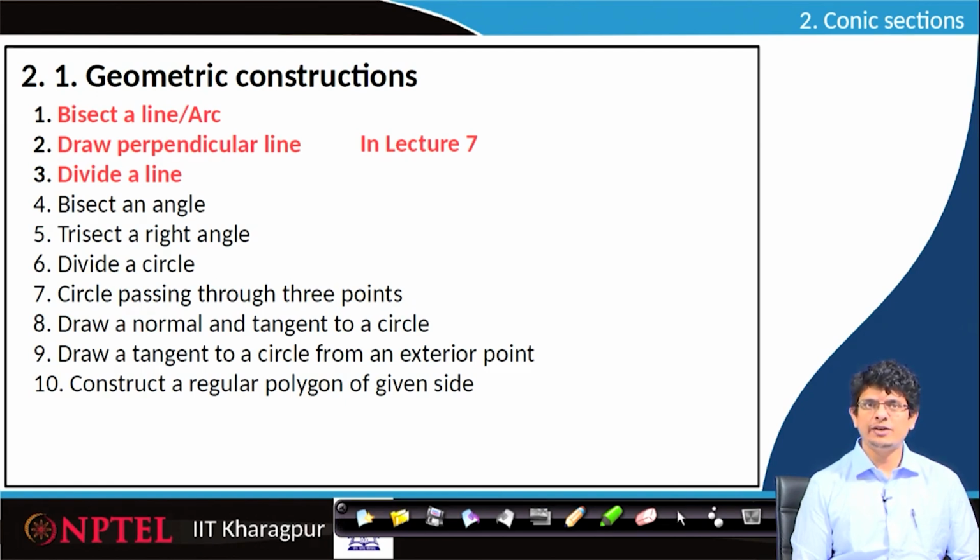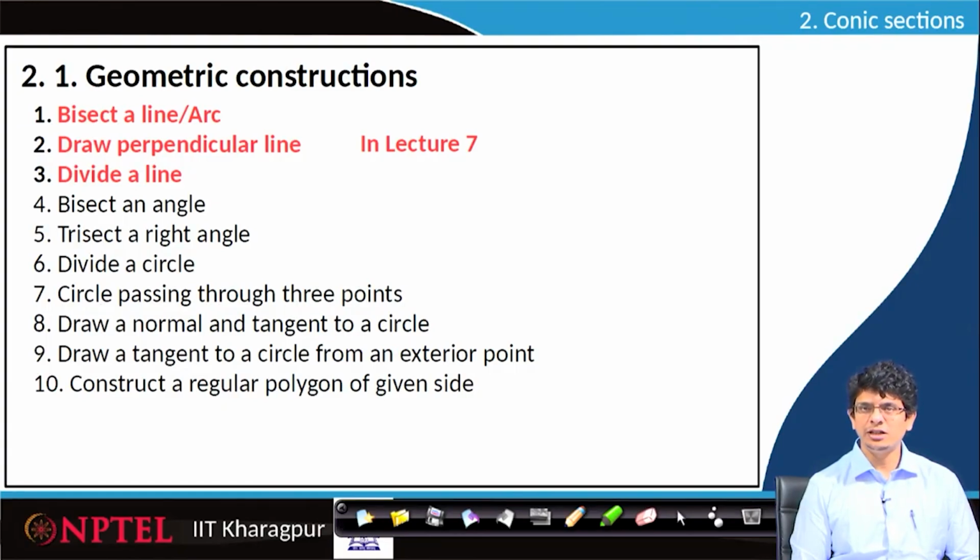If 3 points are given, how to construct a circle passing through these 3 points, and if there is a circle, how to construct normal lines and tangent lines to the circle, and also if an exterior point is given, how to connect that exterior point as a tangent to the circle, and how to construct regular polygons like square, pentagon, hexagon, octagon and so on. These are the things we are going to cover in geometric constructions.